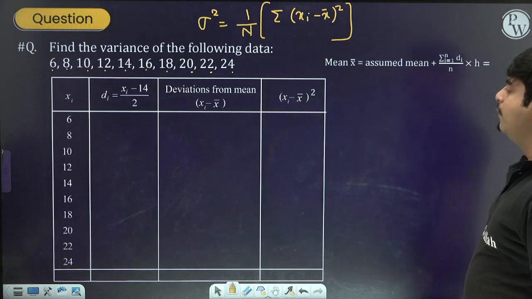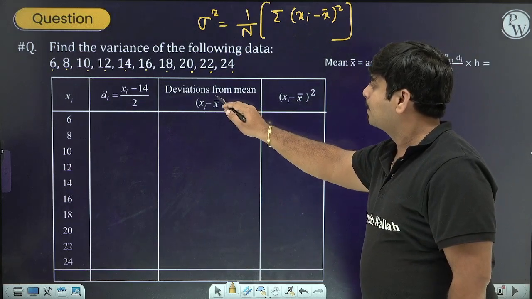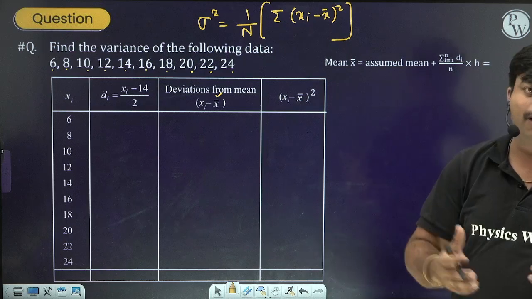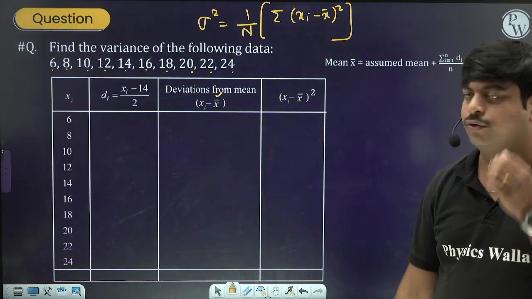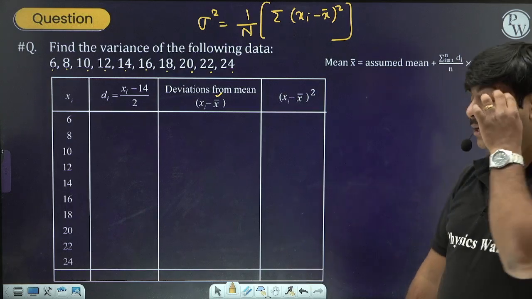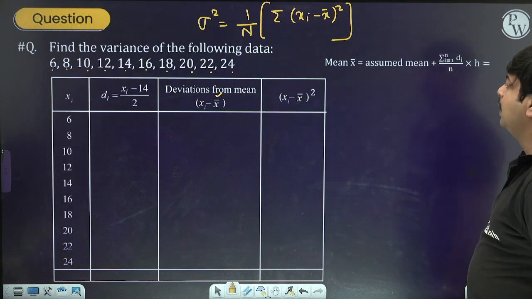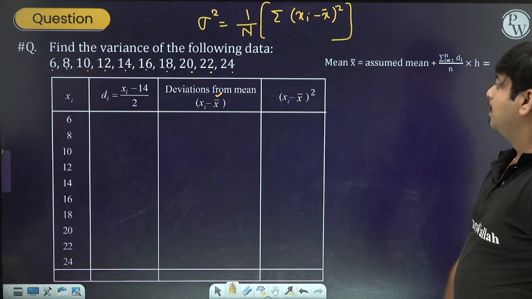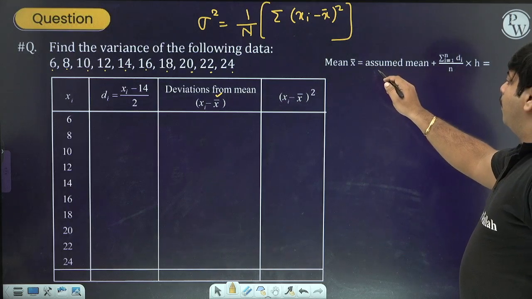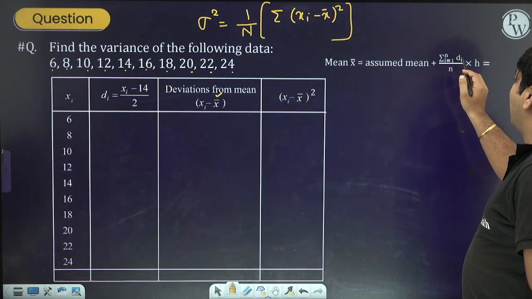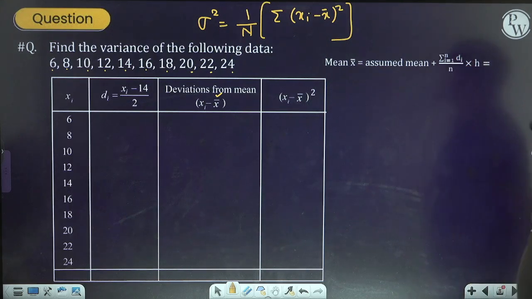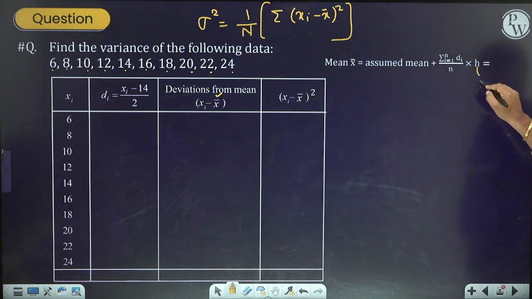When we are finding x bar, we need to find x bar for this first of all. We can do it in the normal way, however you want. But this is the process we go for with variance. It will be easier than the previous one. So we take an assumed mean plus sigma di by n into h, where h is the width, we know that.